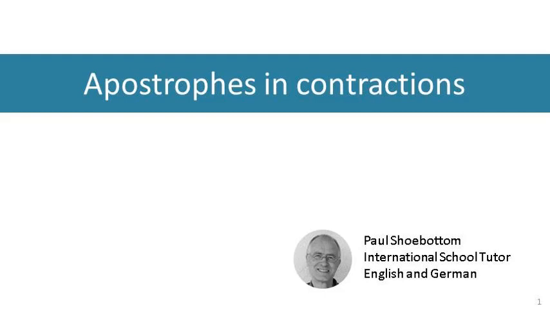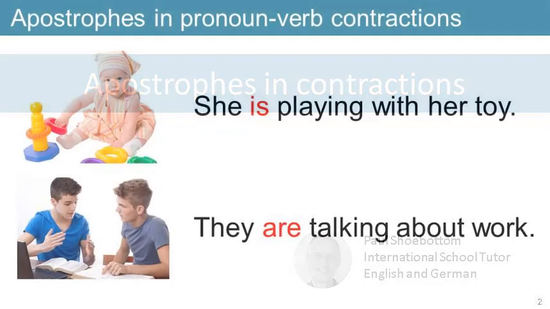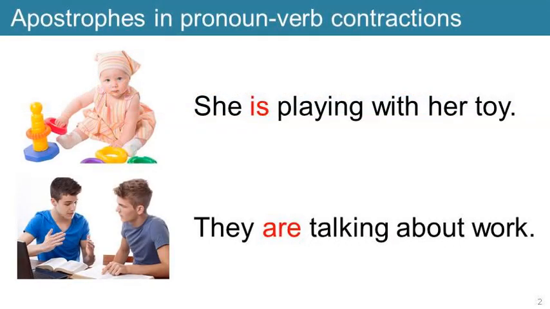This is the second in a series of 4 lessons about apostrophes. The lesson has information about the use of apostrophes in the 3 main types of contraction. Let's start with apostrophes in pronoun-verb contractions.